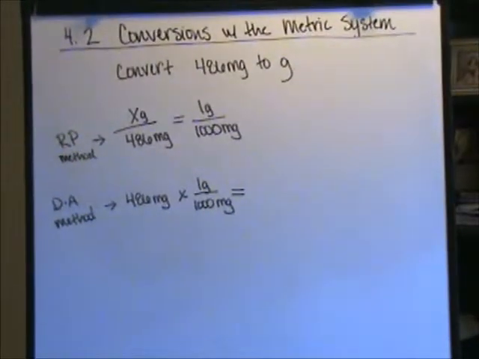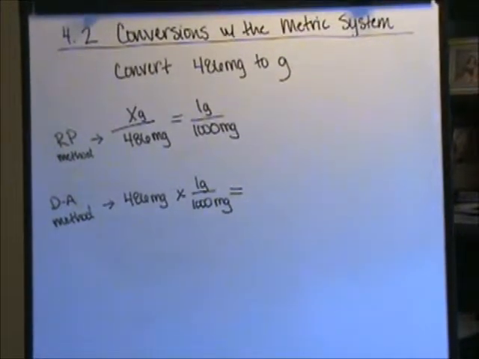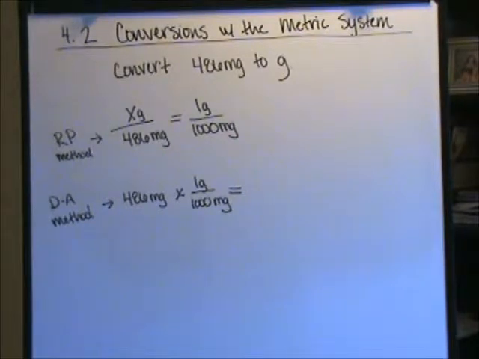Welcome to Chapter 4, Section 4.2. We're going to talk about conversions within the metric system, and we're going to look at the three ways to convert units within the metric system. The first one's going to be moving the decimal point, as most of you already know. And then we're also going to look at the two different methods. You can see they're on the board there: the ratio proportion method, and then also the dimensional analysis method to solving for the variable.